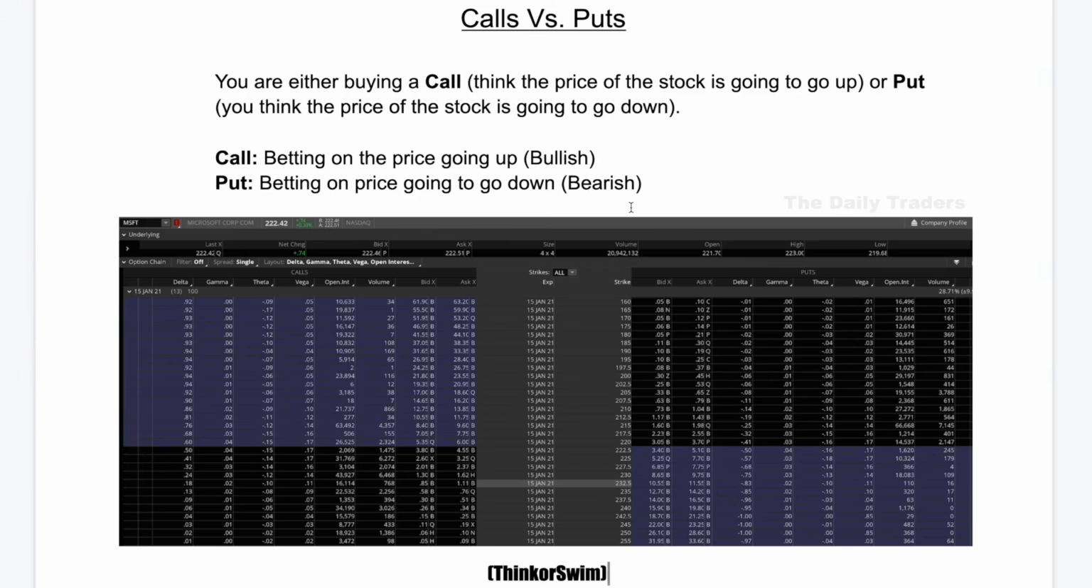A put is the opposite. So you think the price of the stock or the underlying asset is going to go down. So a call is bullish. You think the price is going to go up. And a put is bearish. You think the price is going to go down.